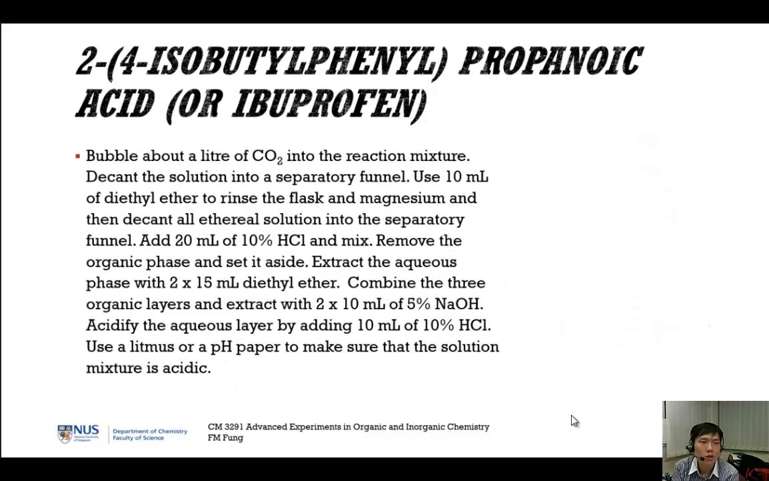Now at this point, you bubble about 1 liter of CO2 into the reaction mixture. So here in the lab, either we'll be using dry ice, or we'll be using a gas cylinder with CO2. So it depends on which day you are, on the availability of the materials. You may get different versions of CO2. Now if you get dry ice, what you do is, I will demonstrate in the class, it's an improvised method.